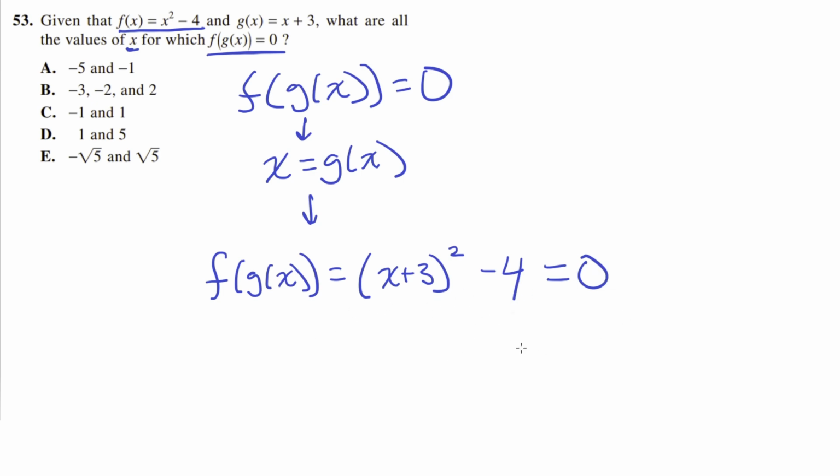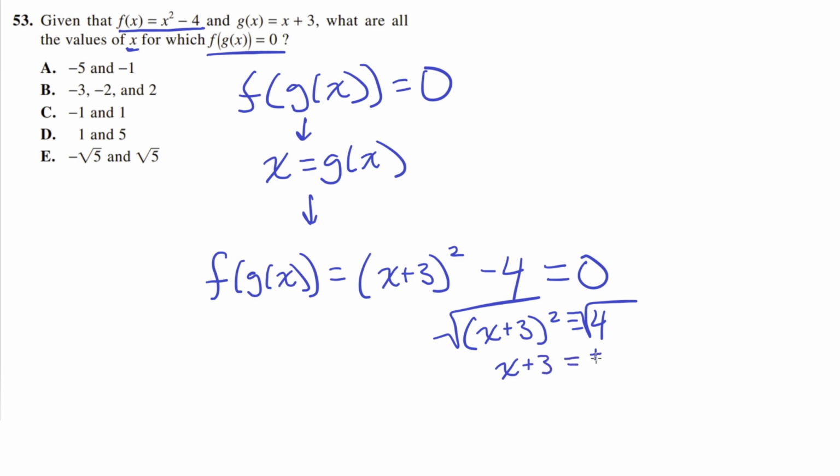So let's add 4 to both sides. So we are left with x plus 3 whole squared equals 4. And then let's square root both sides. So on the left-hand side, we're taking the square root of a square. So that cancels out and just leaves us with x plus 3.